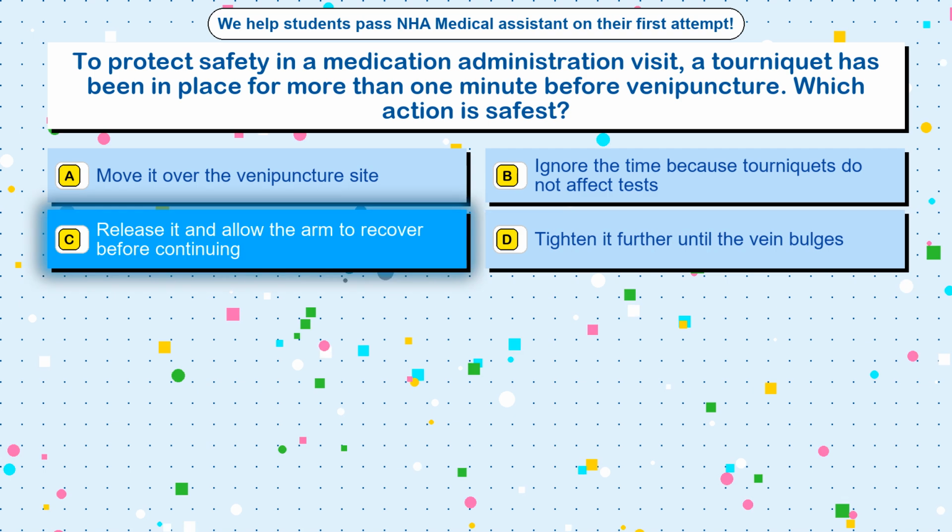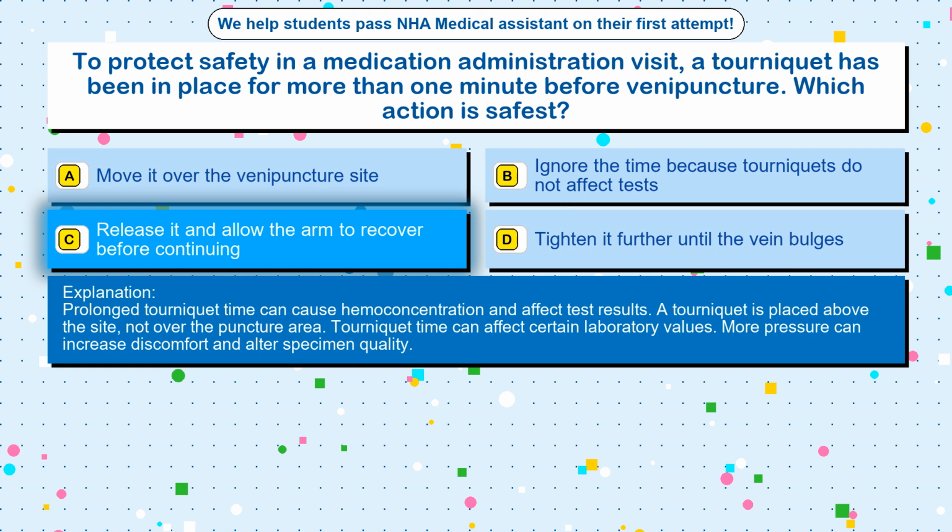The correct answer is option C, release it and allow the arm to recover before continuing. Prolonged tourniquet time can cause hemoconcentration and affect test results. A tourniquet is placed above the site, not over the puncture area. Tourniquet time can affect certain laboratory values. More pressure can increase discomfort and alter specimen quality.